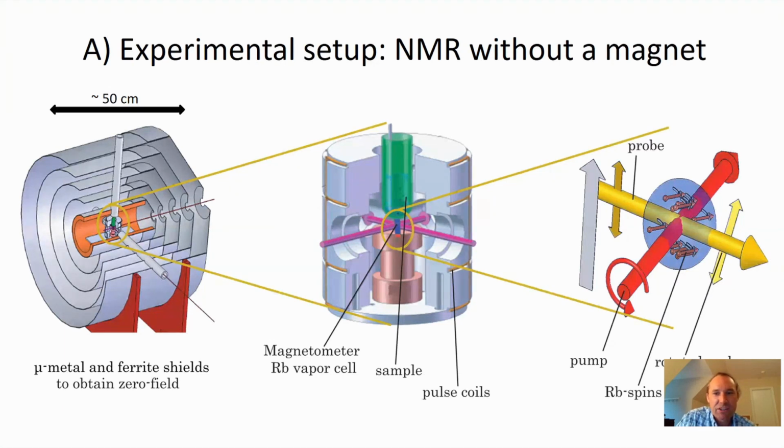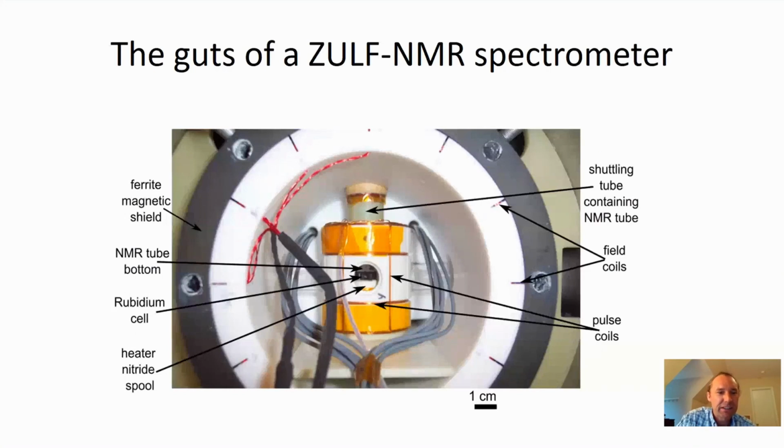So let's look at the guts of such a ZULF-NMR spectrometer in a little bit more detail. Oftentimes on the outside, the innermost layer of the shielding is a ferrite magnetic shield. And the advantage of that over mu metal is that there's less noise associated with a ferrite magnetic shield. In this picture, you can barely see the bottom of the NMR tube that sits right on top of the rubidium vapor cell. The rubidium vapor cell is tiny. It's only a few millimeters by a few millimeters in size.